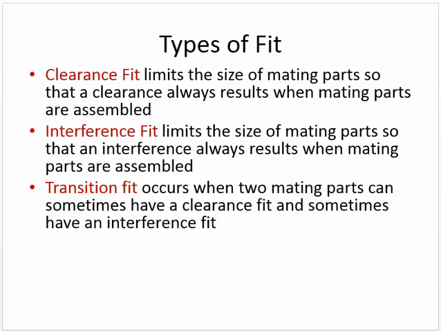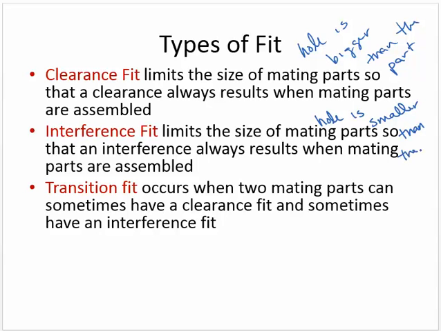We have three types of fit. The first one is a clearance fit. It limits the size of mating parts so that a clearance always results when mating parts are assembled. What this really means is that the hole is bigger than the part. It's always going to fit in there. Interference fit: this means that the hole is smaller than the part.